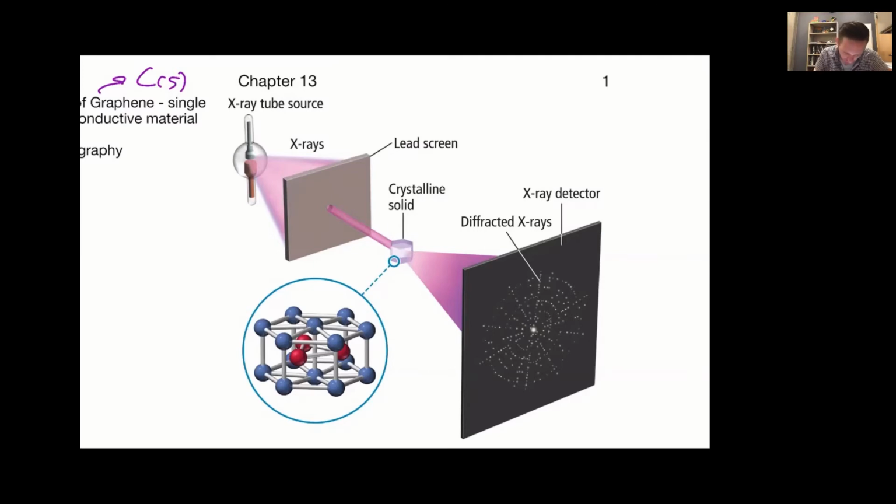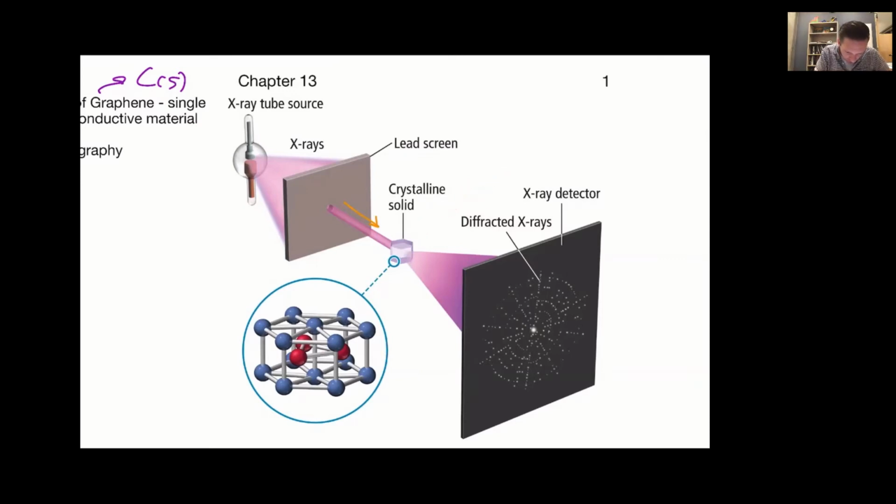So you put your crystal in the middle. You got an X-ray source over here, which is ejecting X-rays. The purple here is the X-rays. So you got to have a lead screen, which will block most of the X-rays. So you got a very narrow beam of X-rays coming through, colliding with the crystal. And then your crystal is usually on some sort of platform or held up so that you can rotate it around a little.